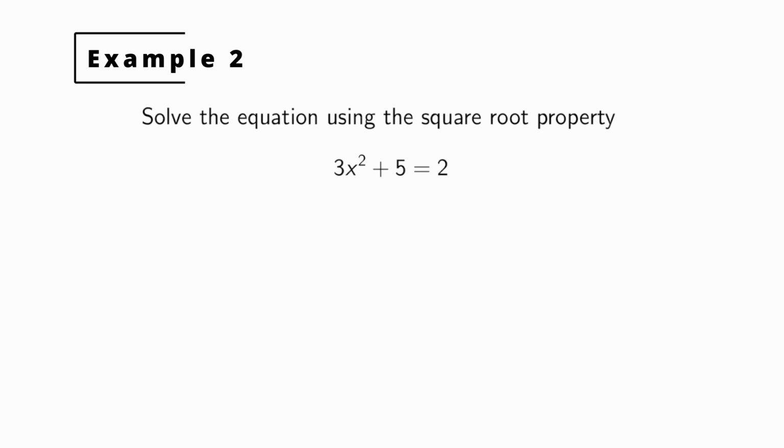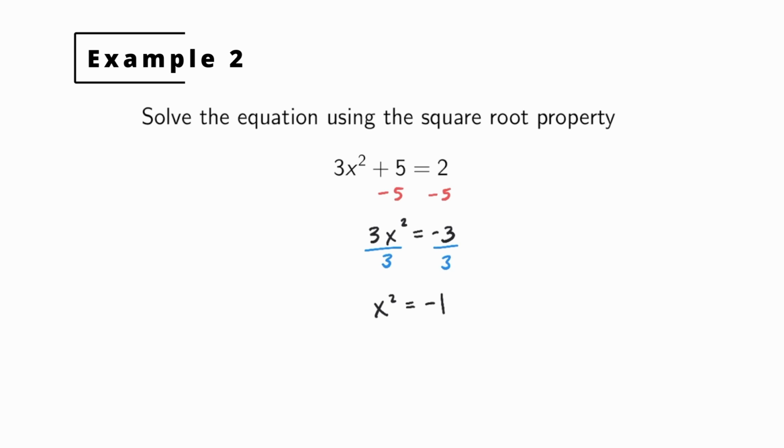Example 2. To solve a general quadratic equation using the square root property, we want to isolate either the x squared on one side of the equation, or something squared, like x plus something squared, on one side. So what we would do first here is move all of the non-x squared terms to one side of the equation. We would subtract 5 from both sides of the equation, and here we would get 3x squared equals negative 3. If you wanted to, you could divide both sides by 3. But what we end up with here is x squared equals negative 1.